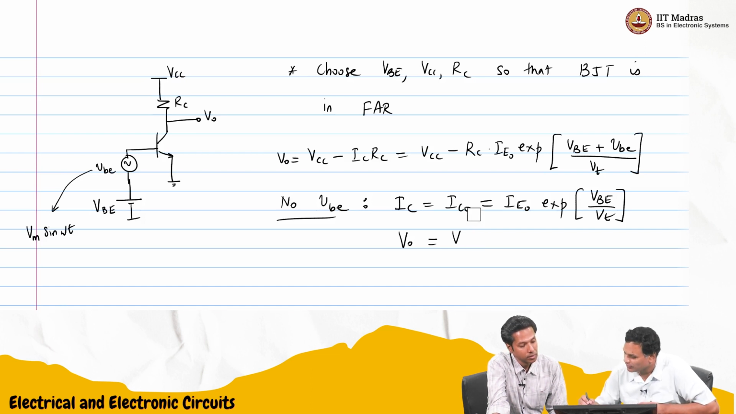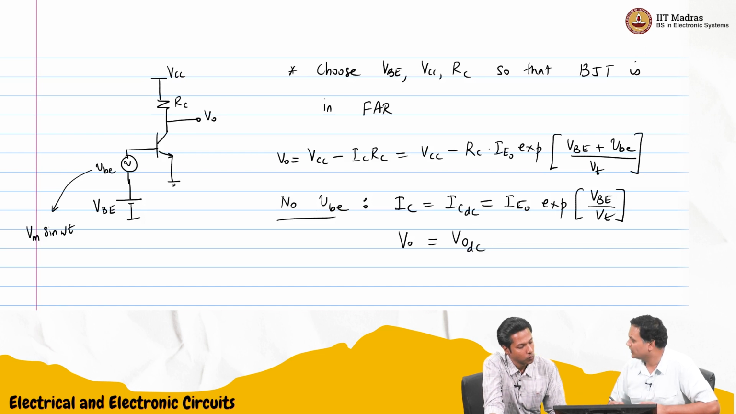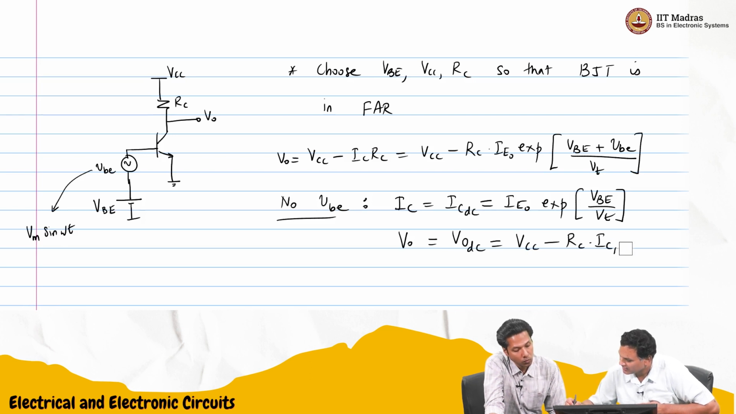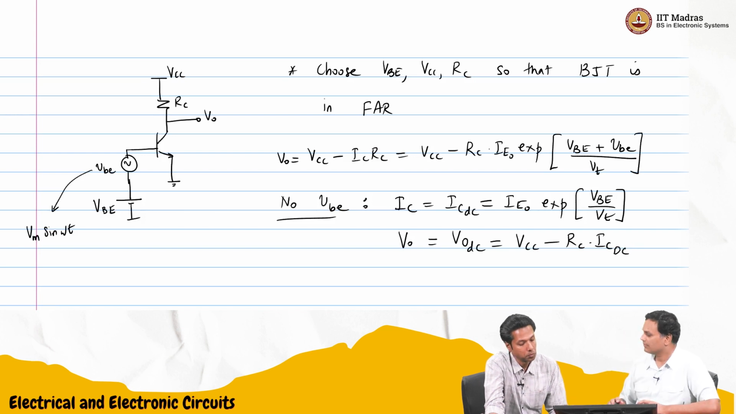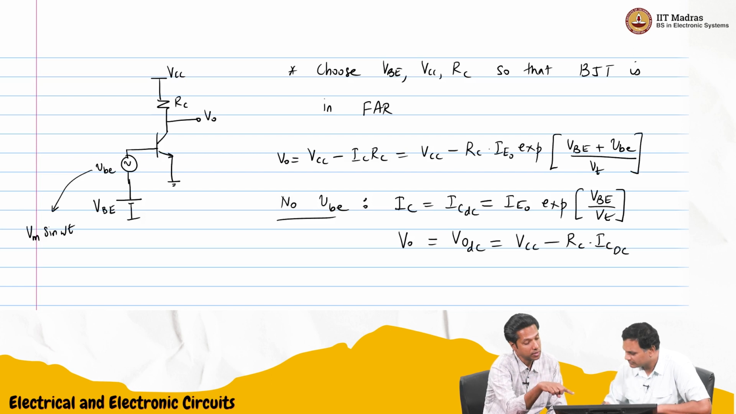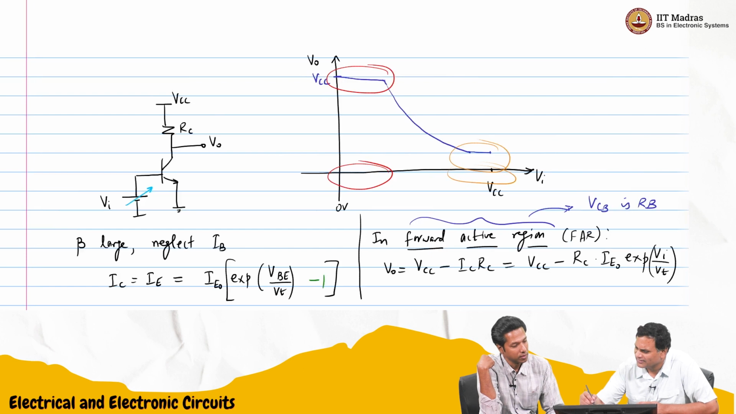I'll make a small change and call it like this, V0DC. This will be VCC minus RC times ICDC. So the DC current is flowing through the transistor and the resistor, VDD minus IR. In the previous curve we got, it may be somewhere here.